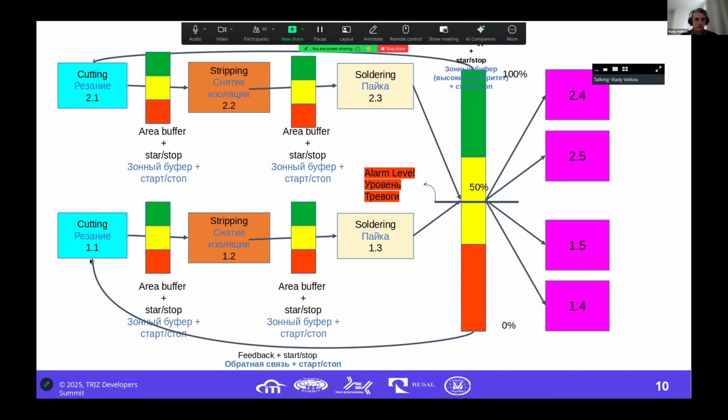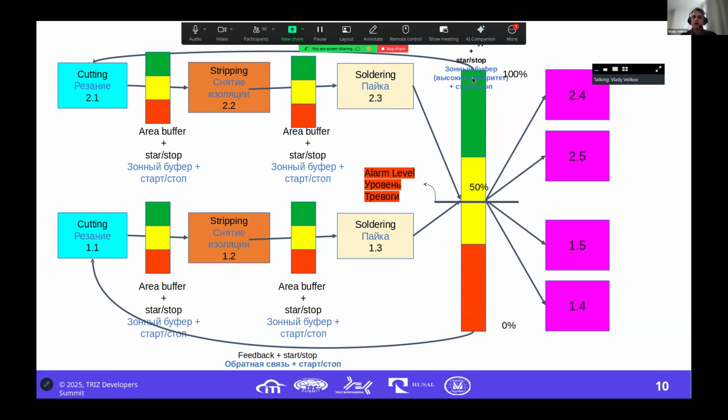They go to the cutting machine and say, you have to stop working or you have to start working. Start working is when you go to the yellow. When you start to use goods from the yellow, there is a signal to the cutting machine, start producing. And we have time to go to the area buffer, to stripping, to soldering, and again to start loading the buffer.